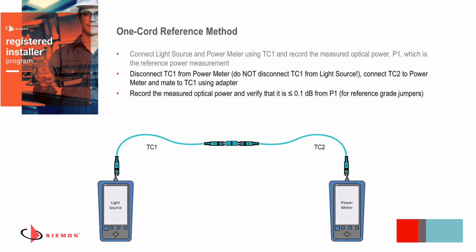The second step is to disconnect that first test cord 1 from the power meter, not from the light source. Well, if you disconnect it from the light source, you have to start all over again. So you're disconnecting from the power meter, and then you're introducing test cord 2 to the power meter and mating that to test cord 1 using a common adapter. For example, in this case it'd be an LC adapter. Again, make sure you're inspecting the end faces of test cord 2 before you introduce it to the system. Then you're going to record that measured optical power and verify that it's within 0.1 dB of the measurement you made in the first step, P1. That's important because that 0.1 dB ensures proper operation when you're using reference grade jumpers.